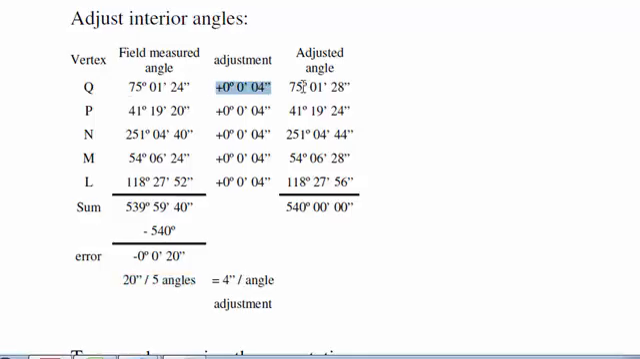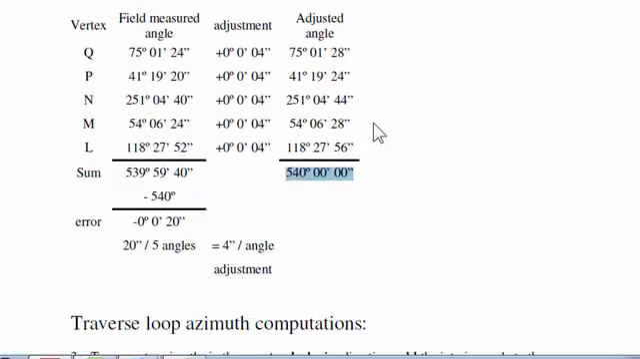Well, if I apply that to each one, 75:01:24 plus 4 seconds gives me 75:01:28. And so forth on down the line. And you'll see that here, once I resum my adjusted angles, they come out to 540 degrees. Now, this doesn't make those angles perfect. It just makes their sum hit theoretical perfection. But there is still some error in those angles. And we will see the effects of that as we go with our computations.